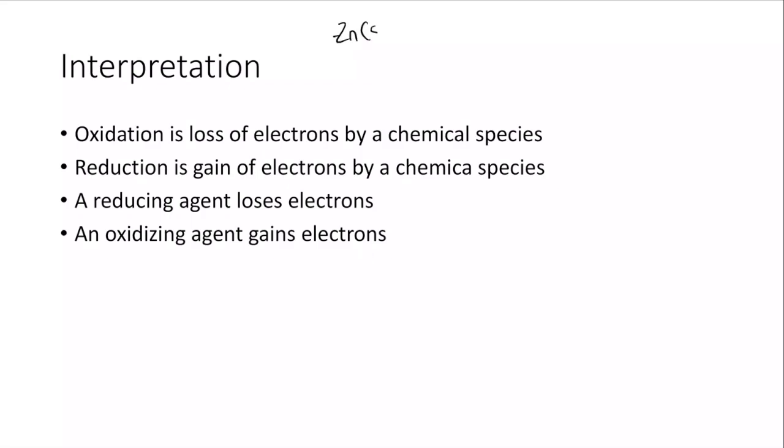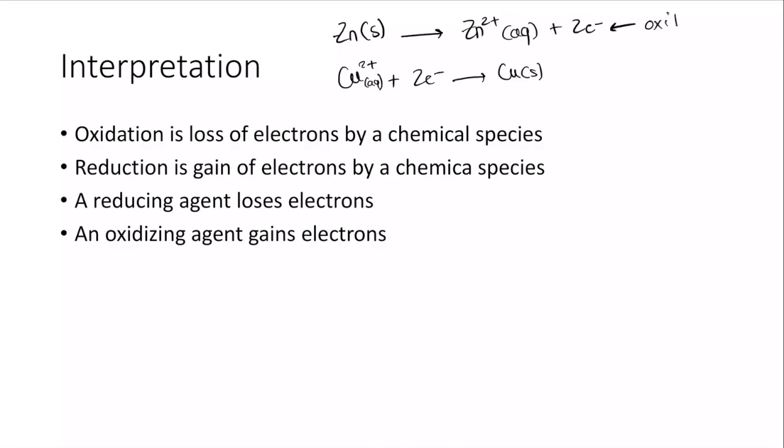So the interpretation, we have Zn as a solid becomes Zn2+ aqueous plus 2 electrons, right? We have Cu2+ as aqueous. It gains 2 electrons to become Cu as a solid. Now here, bear in mind, here Zn loses electrons, so we say oxidation half reaction, and here the Cu gained electrons, so we say it's reduction half reaction.